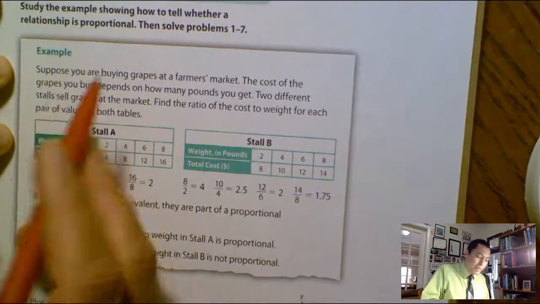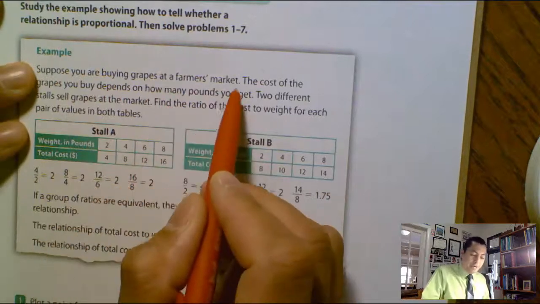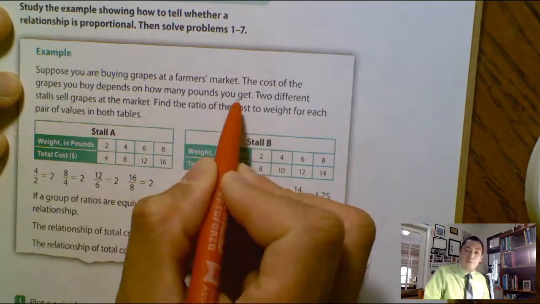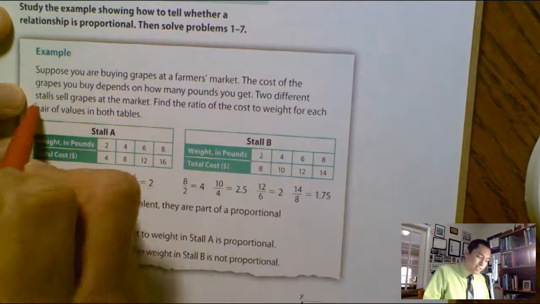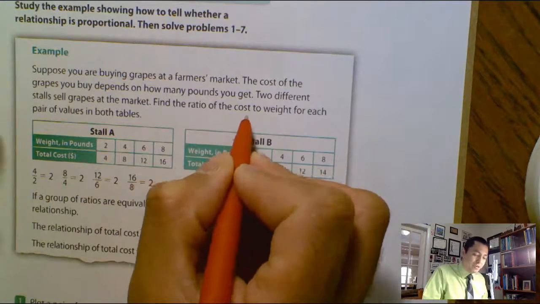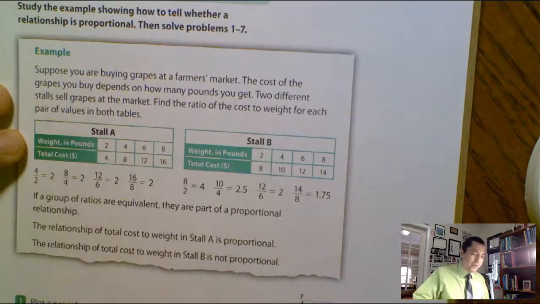So for example, suppose that you are buying grapes at a farmer's market. The cost of the grapes you buy depends on how many pounds you get. Two different stalls sell grapes at the market. Find the ratio of the cost to weight for each pair of values in both tables.